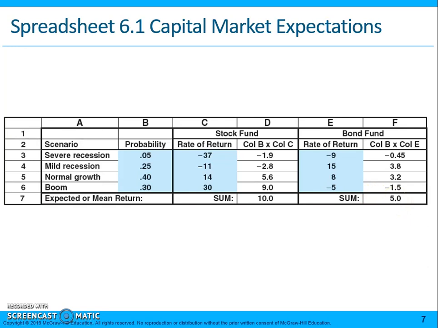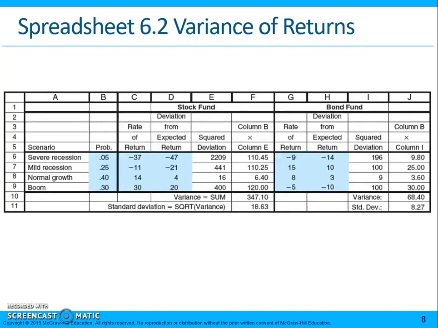So now we'll move forward and calculate the standard deviation for each of these funds. Again, we have our four scenarios and the probabilities. For the stock fund, we take the 37% loss and subtract the expected return of 10%.